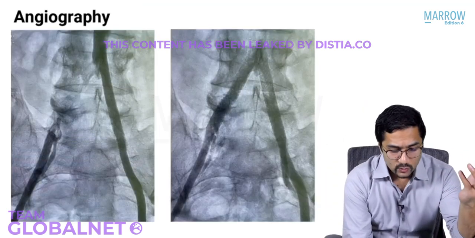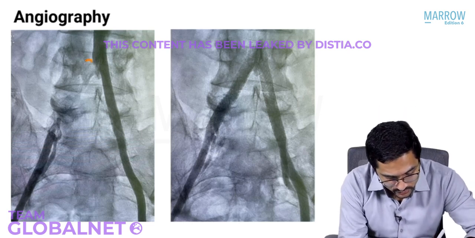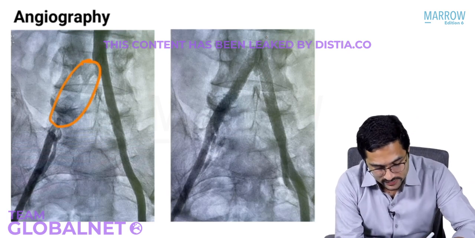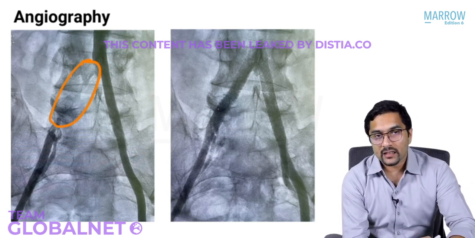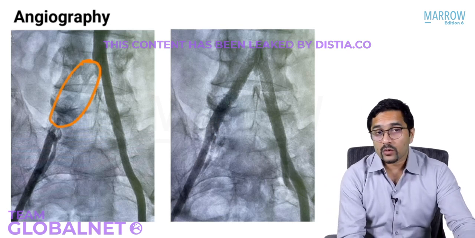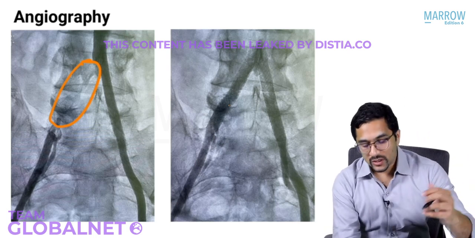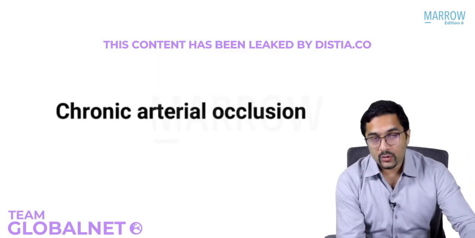So we can even do an angiography. You can see here that there was a patient where this was the blocked area, and once an angioplasty has been done, then you can see the blockade has opened up. So this can also reveal to us that the blockade has opened up. This was regarding acute arterial occlusion. Let's move on to chronic arterial occlusion now.